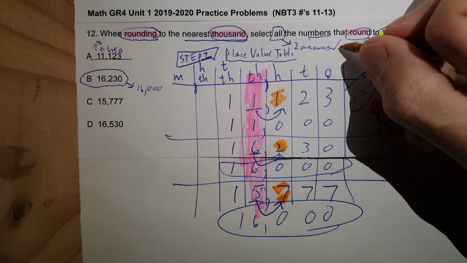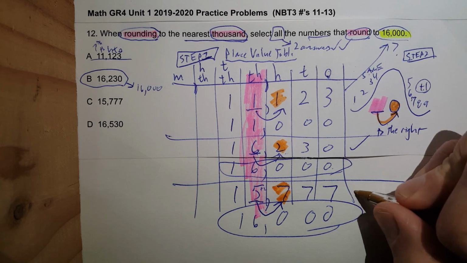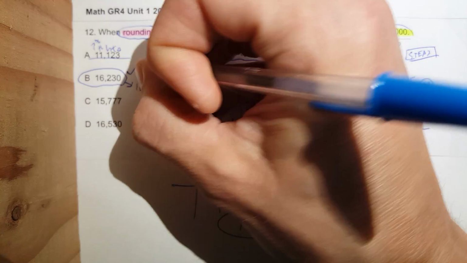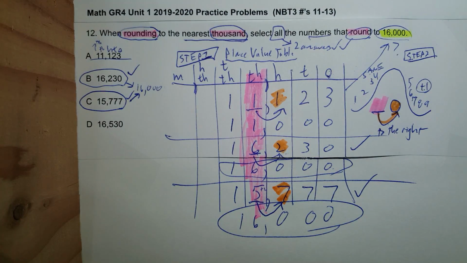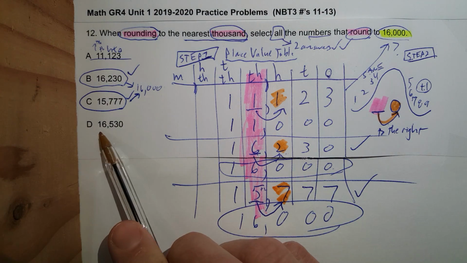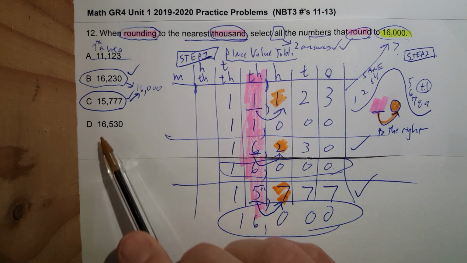Whew, we found one answer, two answers. This one goes to 16,000. Now we have one last one left. Since I'm running out of room right here, watch this.